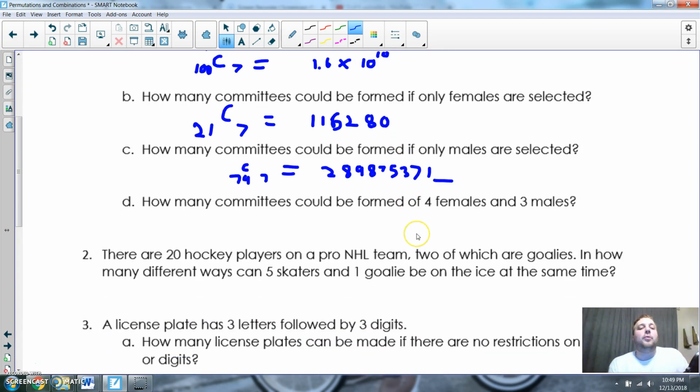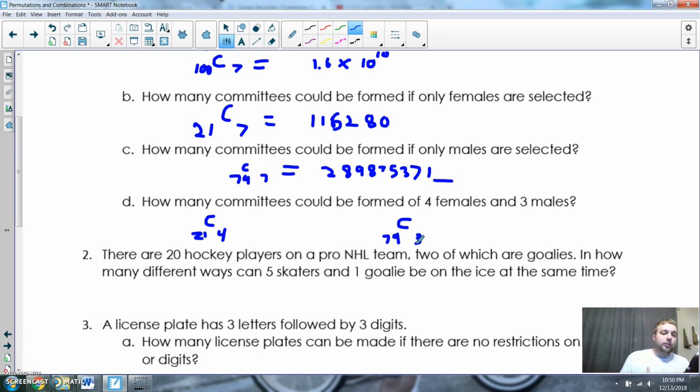How many committees could be formed of 4 females and 3 males? And here is the new question of the day, really. So you kind of got to split it up. Let's take the females first. I don't care about the order of females, so it's going to be a combination for females. How many females are there? There's 21, and I want 4 to be female, so combination 4. It's kind of like 2 different problems. Then for the males, I'm going to have a combination. How many males are there? There's 79, and we want 3 of those.